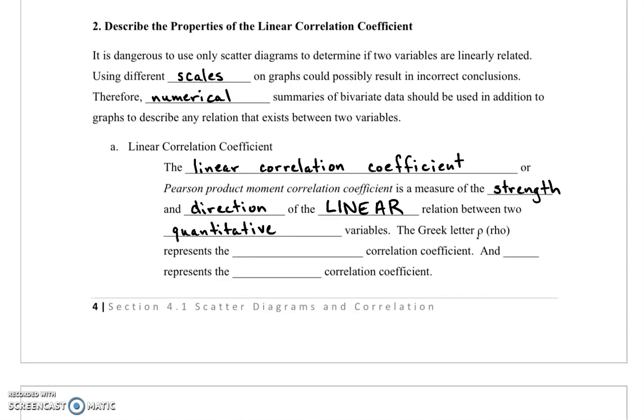The Greek letter rho, it looks like a slightly altered P, represents the population correlation coefficient, and R represents the sample correlation coefficient.